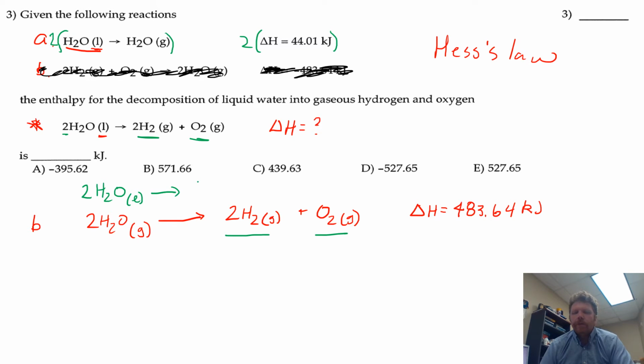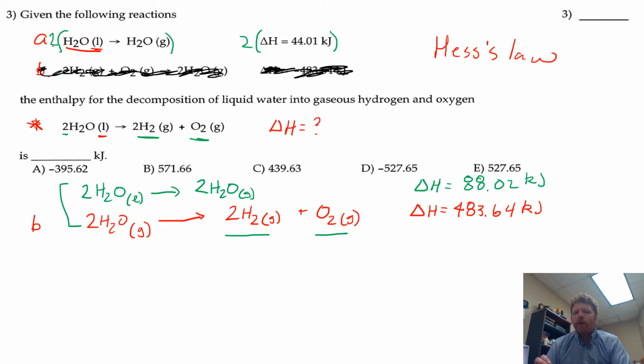So I'm going to rewrite this newly formed reaction, which is 2H2O liquid decomposes to 2H2O gas. This has a delta H of 88.02 kilojoules. Now, when you look at this, what you're going to be doing is basically combining the reactants for both of these two reactions and the products in both of these two reactions.